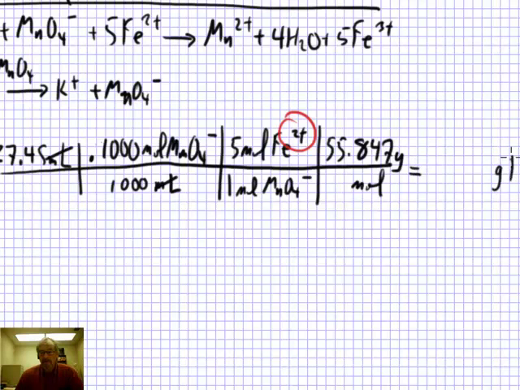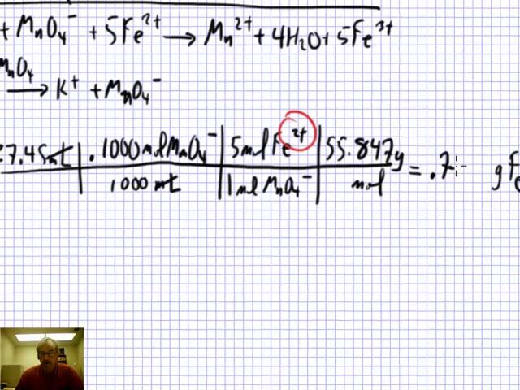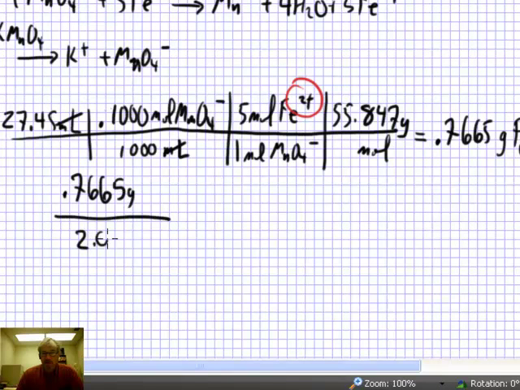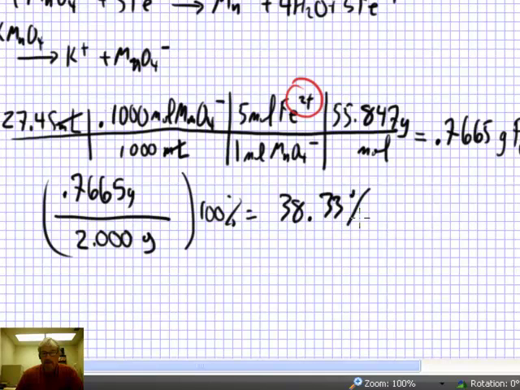When you do your calculation, you should have 4 significant figures, and it's 0.7665 grams of iron. Our objective was to find out what percent was iron, so we'll take the mass of iron, 0.7665 grams, and divide by the total mass of the ore, which was 2.000 grams, and then just multiply by 100 to express that as a percent. And it comes out that 38.33% of the ore was iron.